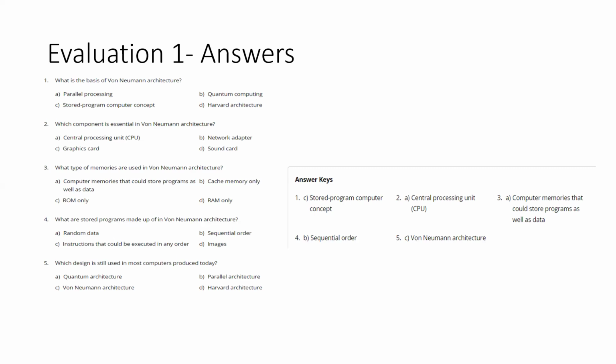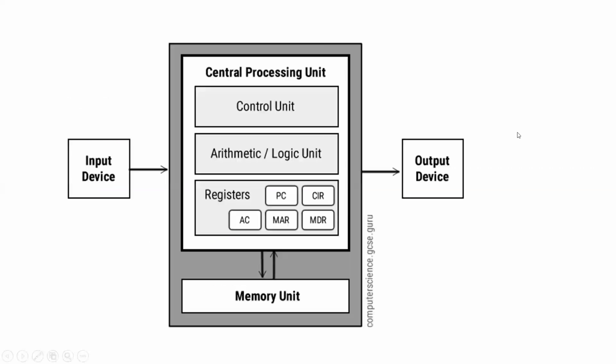So what are stored programs made up of? In von Neumann architecture, the options were random data, sequential order, instructions that could be executed in any order. So here we wanted to check whether you know you have the sequential order. Definitely not random data, definitely not images. Which design is mostly still used? Of course, the von Neumann architecture. So, quite quick in terms of quizzes.